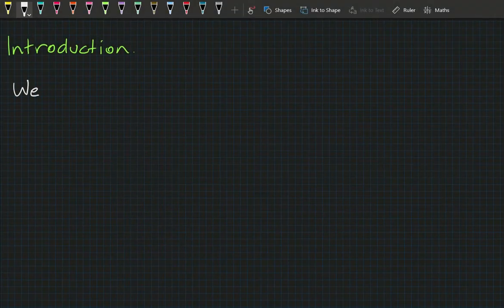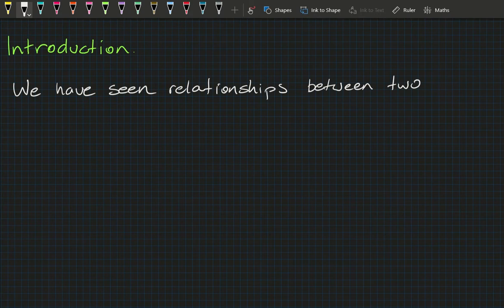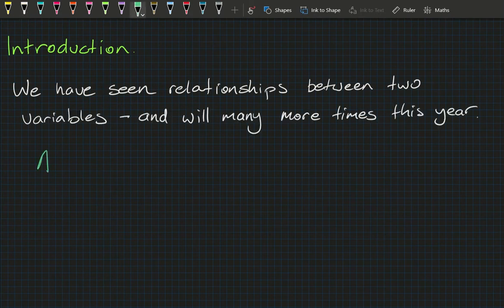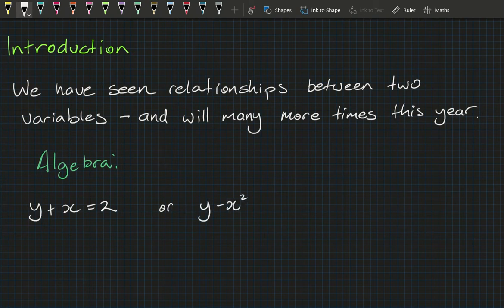We've already seen relationships between two variables, and we will many more times this year. We've seen it in things like algebra, with expressions like y plus x equals 2, or y minus x squared plus 2x equals 3, or even y equals the square root of x.